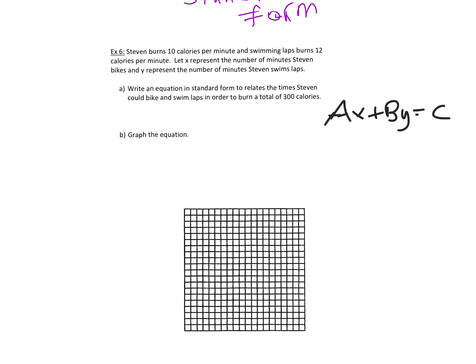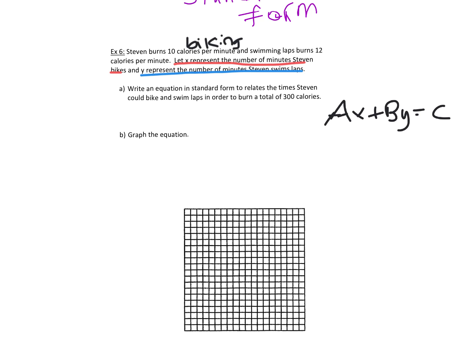So Steve burns 10 calories per minute biking, and swimming laps burns 12 calories per minute. Let x represent the number of minutes that Stephen bikes and y represent the number of minutes that Stephen swims laps. So these are let statements that are given to you. X is the number of minutes that Stephen bikes and y is the number of minutes that Stephen swims laps.